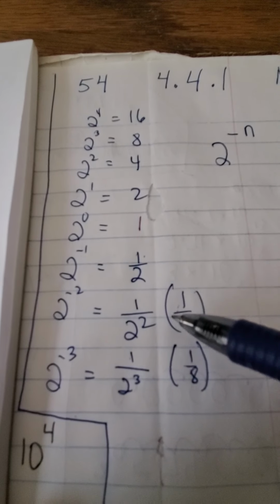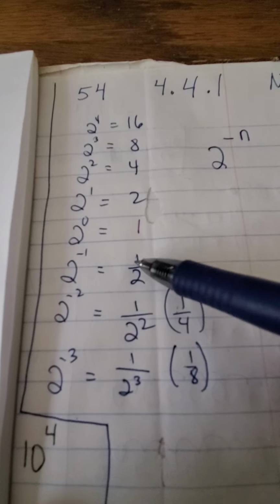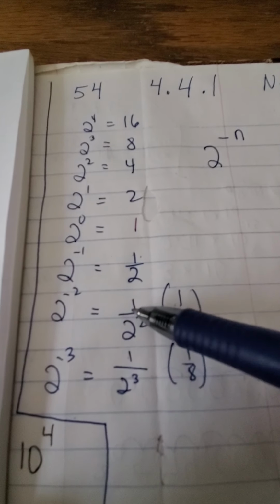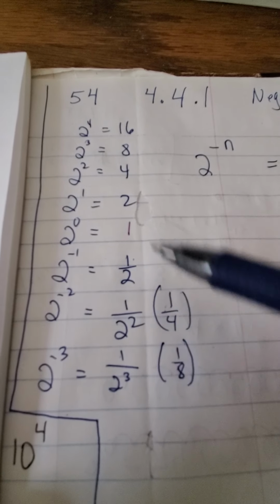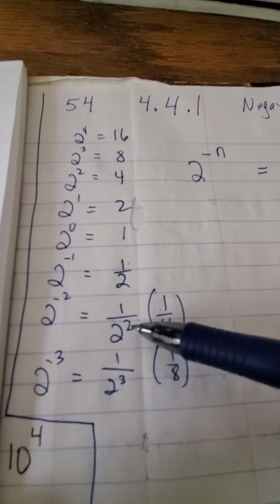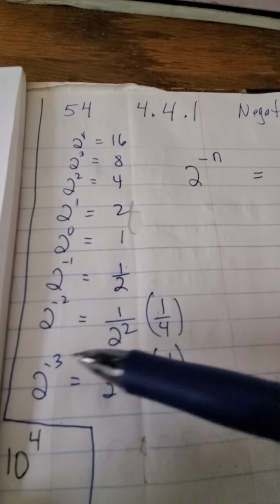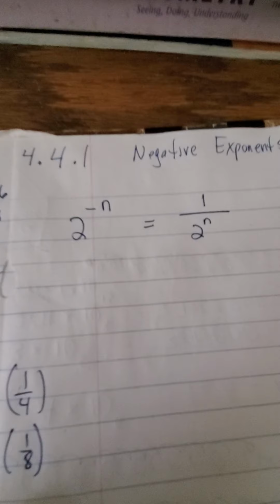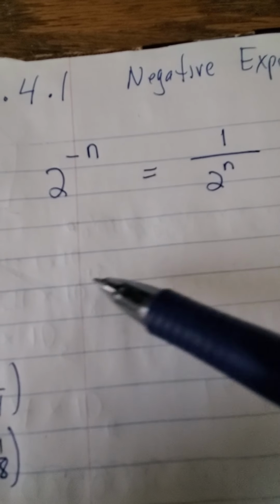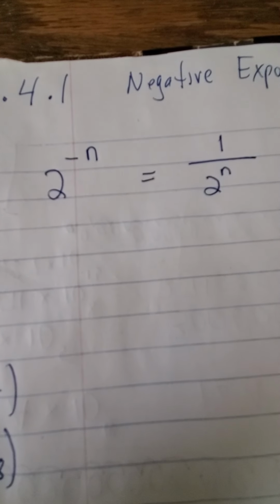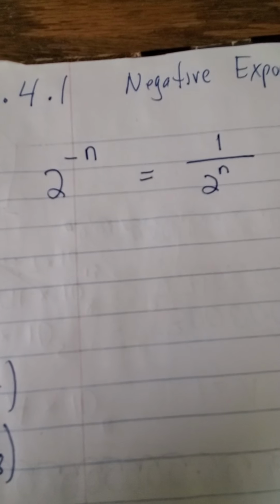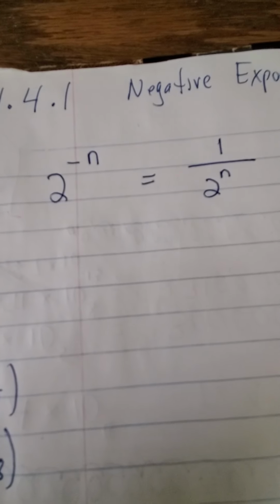Following this pattern, we keep on dividing by half, and that's how we get a half, a quarter, an eighth, which is 1 over 2 squared, 1 over 2 to the 3rd. Notice that negative 2, and I have a 2 here. I have a negative 3, I have a 3 down here. So the rule is that 2 to the negative n power is equal to 1 over 2 to the n power, and that is the rule, or you could even say it's the definition of a negative exponent.